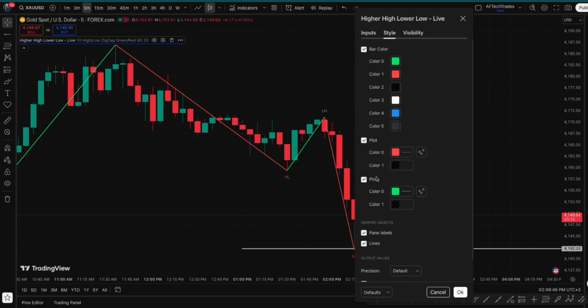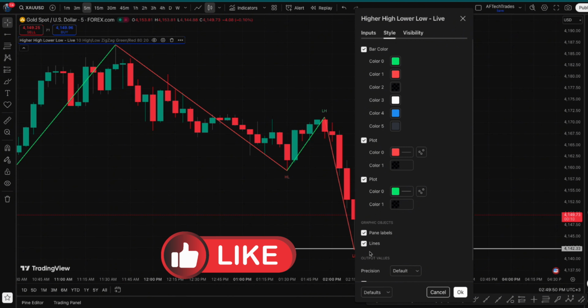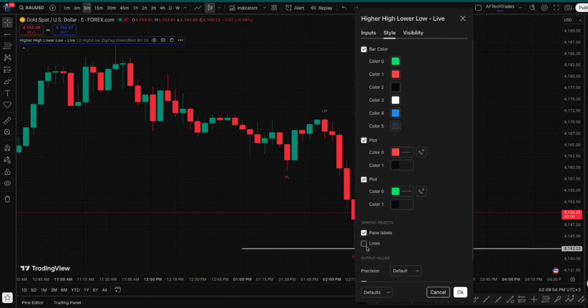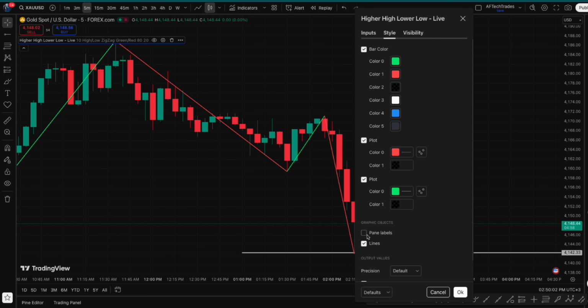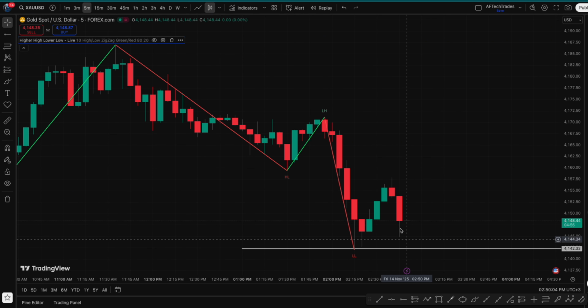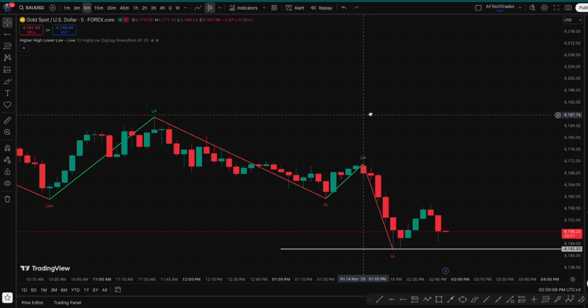You can remove these plots, this line. If you want, you can remove the line. You see the line is gone. If you don't want it on your chart, you can just take it out. So now let's click on OK. All right, so this is how the indicator looks.